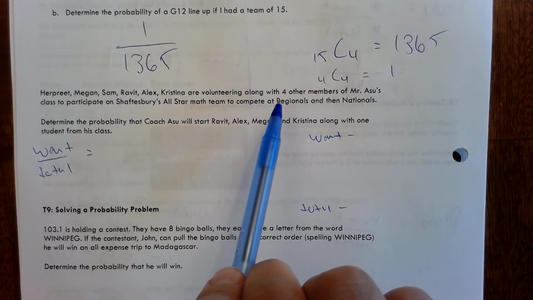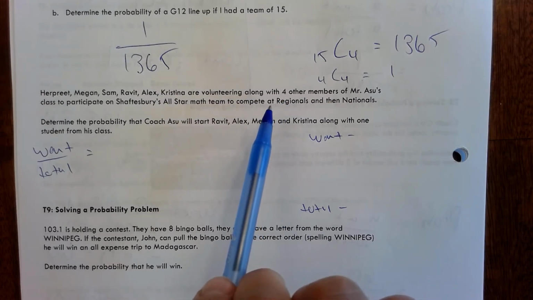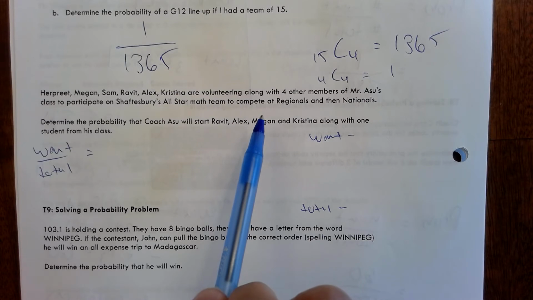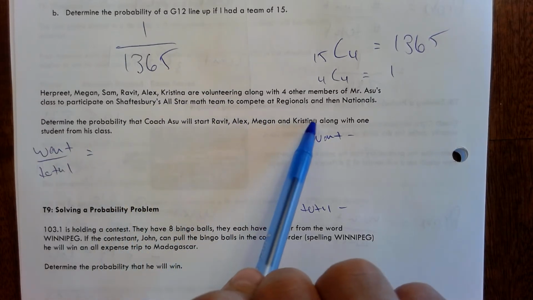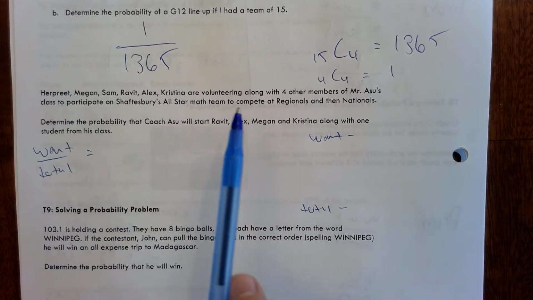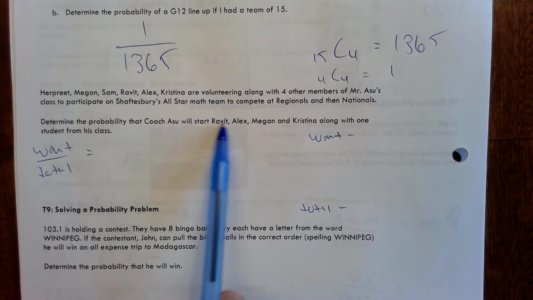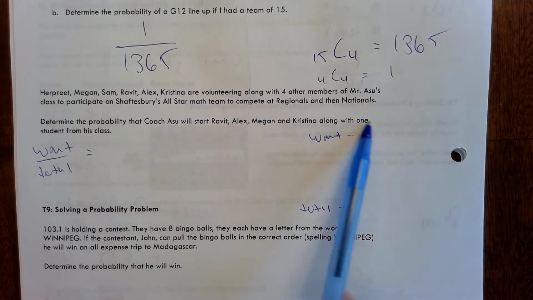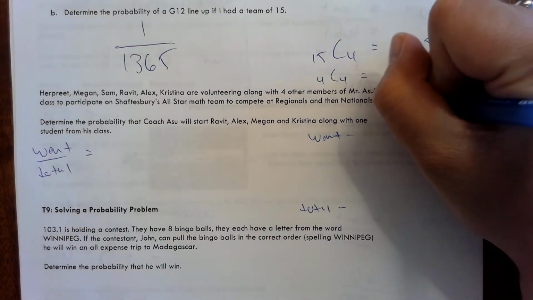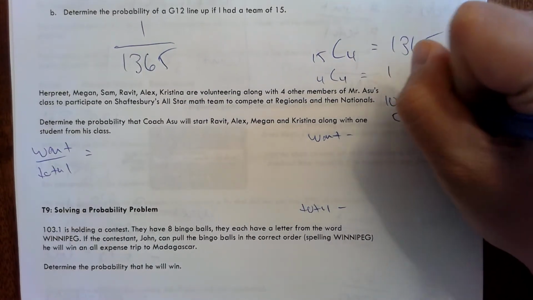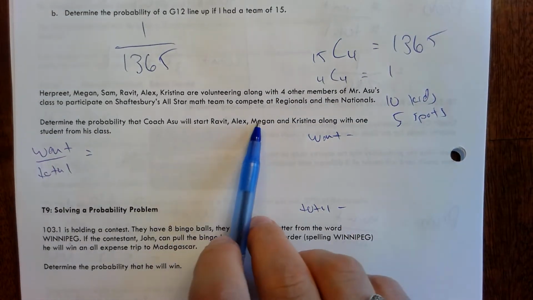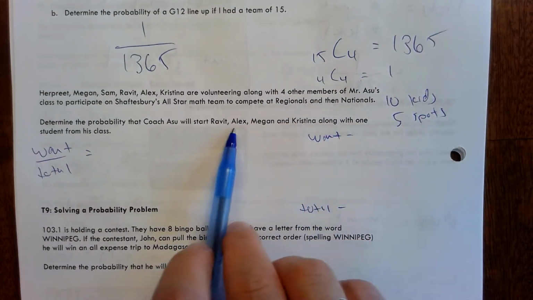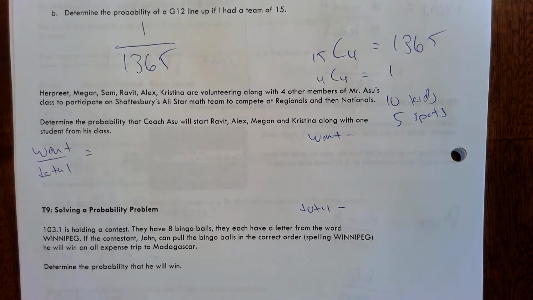And I need, how many? I think I need, let's see, 1, 2, 3, 4, 5. I think I need 5 because there's 5 spots that Coach Asu wants to fill here. So let's call this 10 kids, 5 spots. Just by counting, there's 1, 2, 3, 4, and one other, 5 of this lineup that they want.